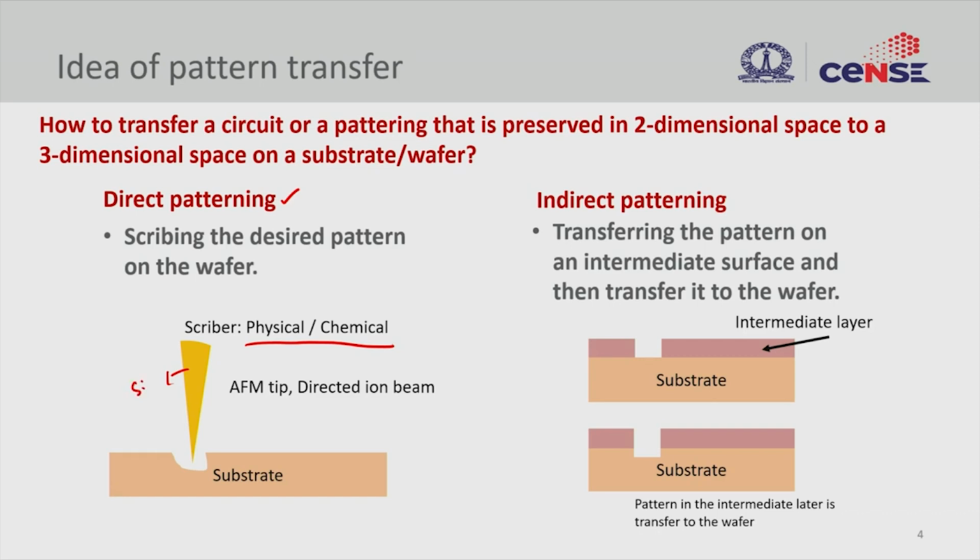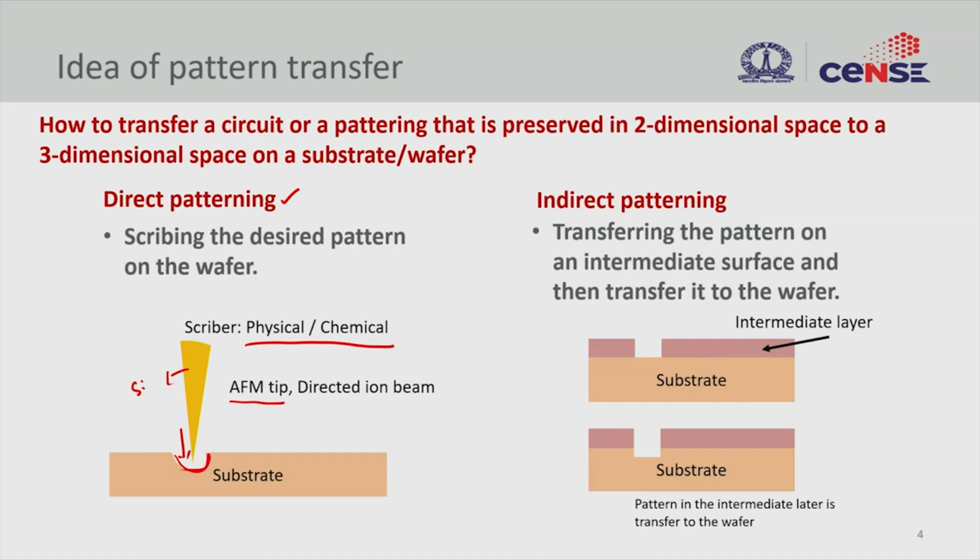And then you can apply pressure onto the substrate and start removing the material. So when you remove the material, you start profiling the surface, right? And this profiling of the surface can result in pattern transfer. So this is one way of doing the transfer. So you can use an AFM tip to do this pattern transfer if you apply enough force.